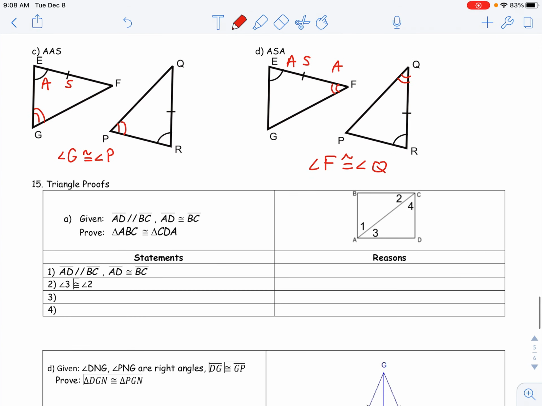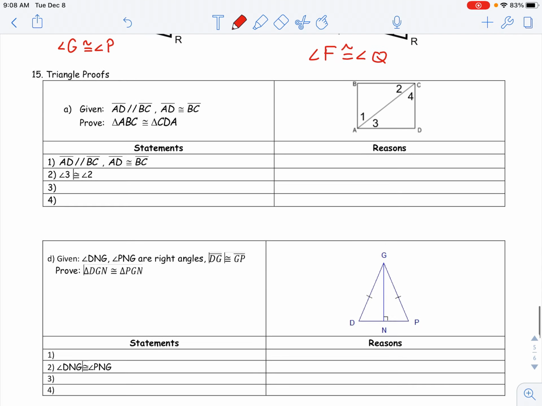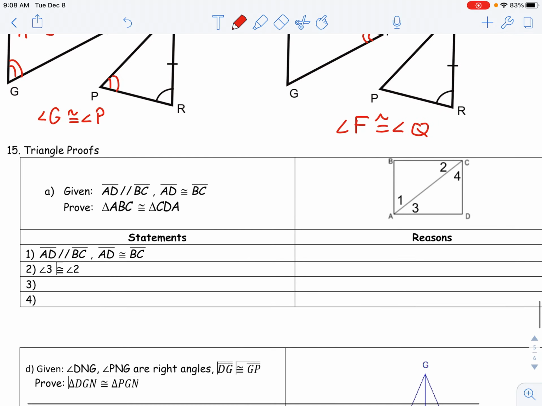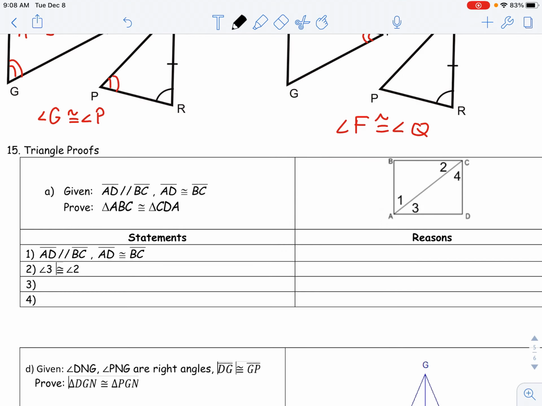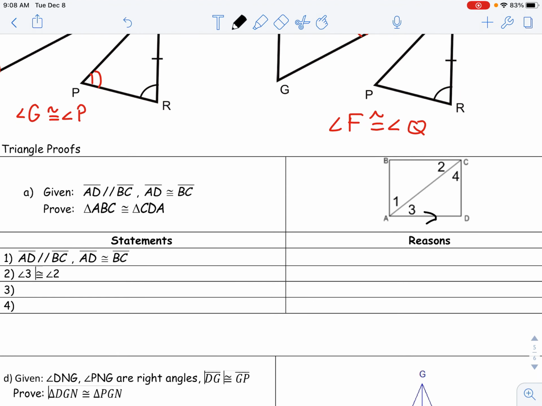All right, now we got some proofs, and then we're done. Two proofs, and then we're done. Bada bing, bada boom. All right, given that sides are parallel and some sides are congruent, so AD is parallel to BC, and they're congruent given.